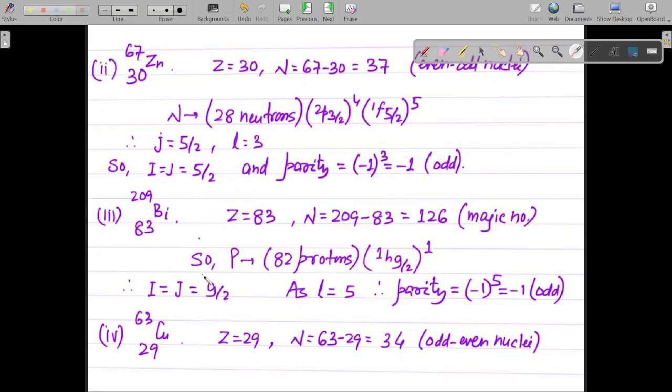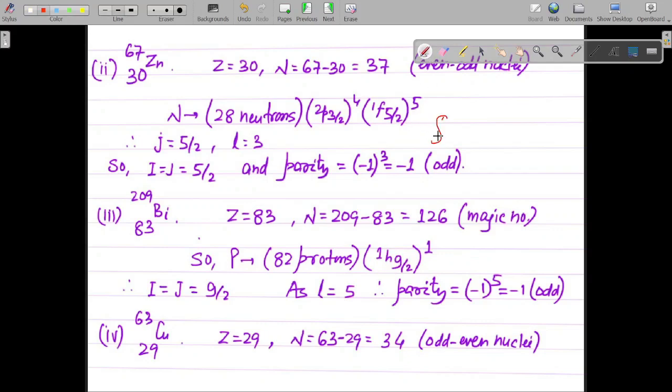Okay. So I equal to J equal to what? I equal to J equal to 9 by 2 clearly, because 9 by 2 is the value of J, right? And the value of L will be what? For H, the value of L is 5. How is the value of L 5 for H?